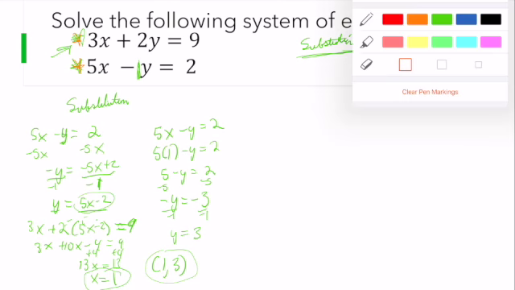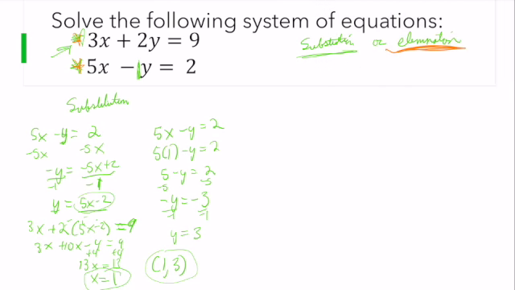So let's go ahead and take 3x plus 2y equals 9, and 5x minus y equals 2. I'm going to multiply this second equation by 2 on both sides, because remember, what we do to one side of the equation, we have to do to the other. And I'm doing this because then this negative y will become a negative 2y, and I'll have additive inverses. So that gives me 3x plus 2y equals 9. My first equation didn't change. My second equation becomes 10x minus 2y equals 4.